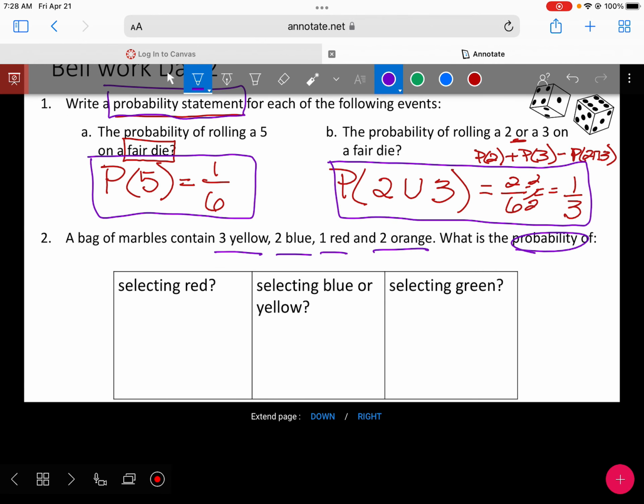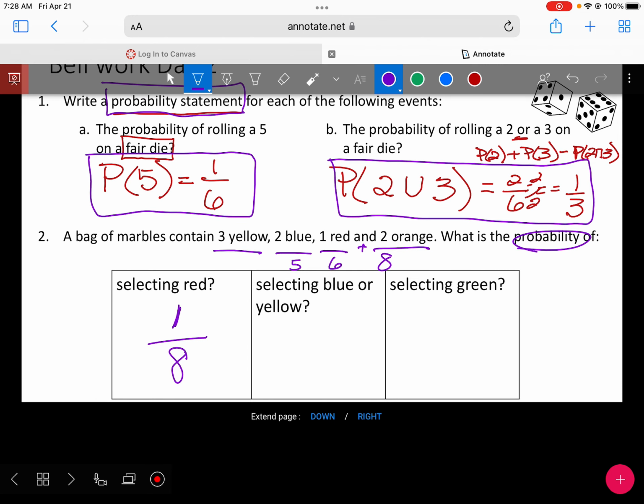So selecting red. What are my total number of wins for getting a red? 1, right, for the numerator, and then we have to add up my total. 3 plus 2 is 5, plus 1 is 6, plus 2 is 8. So selecting red is 1 out of 8. How many had 1 out of 8? Okay, those that didn't, you know what you did wrong.